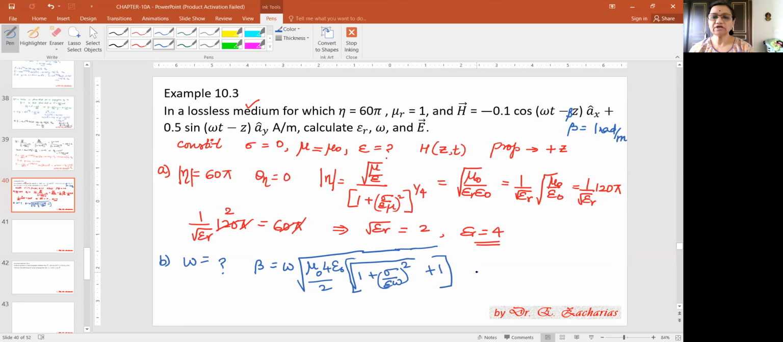Okay, and you know that for a lossless medium sigma equal to 0. If sigma equal to 0, you are left with 2. Then 2 and 2 will get cancelled out. So what will you get? You will get omega into under root of 4 into mu naught epsilon naught, right? And what is this? 4, you can take it out. I need not put plus minus 2 because it's omega. Omega has to be positive.